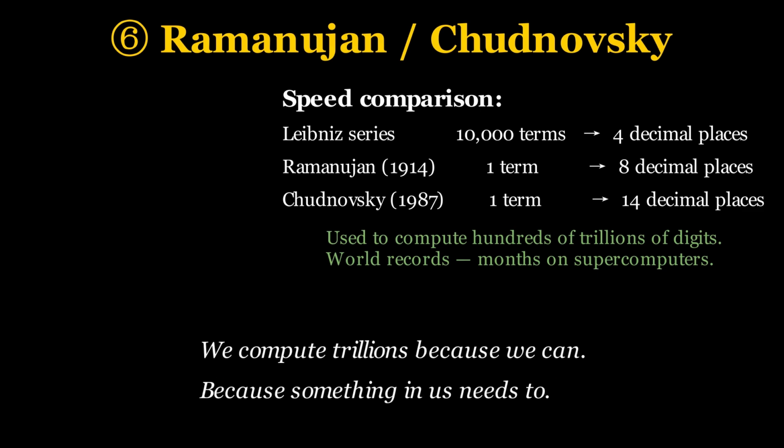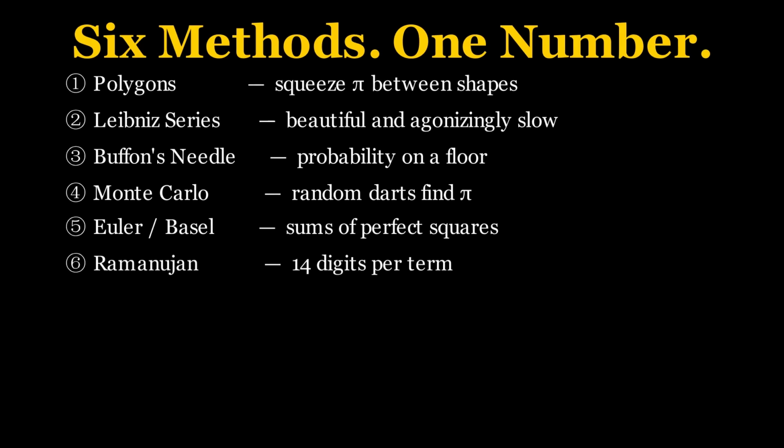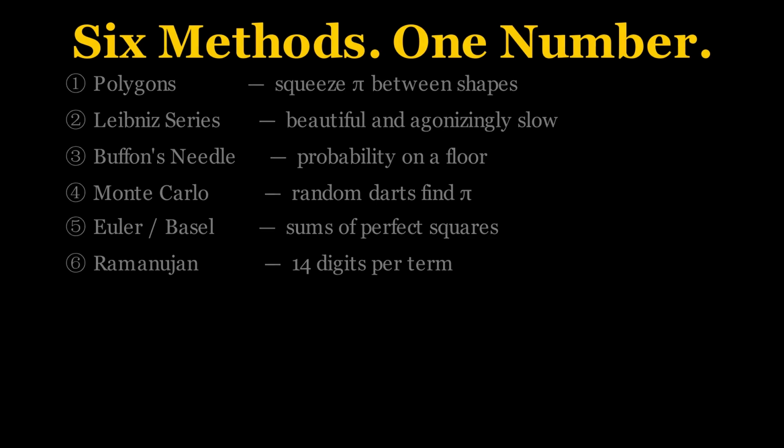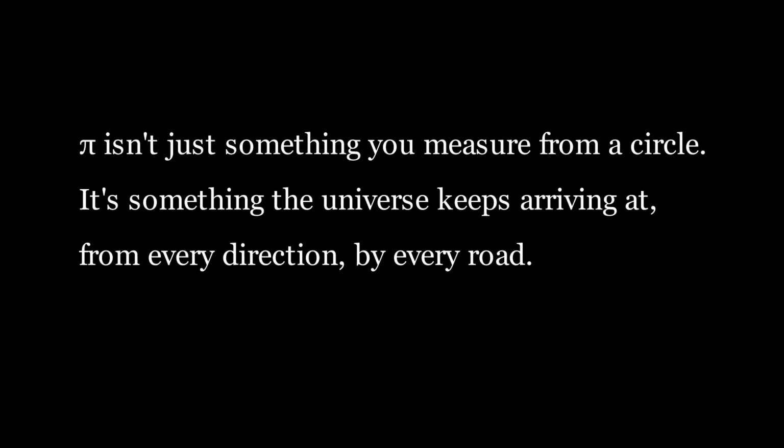6 methods: polygons, a crawling series, a needle on a floor, random darts, a sum of squares, a formula that looks like a threat. They all find the same number. Pi isn't just something you measure from a circle. It's something the universe keeps arriving at, from every direction, by every road.